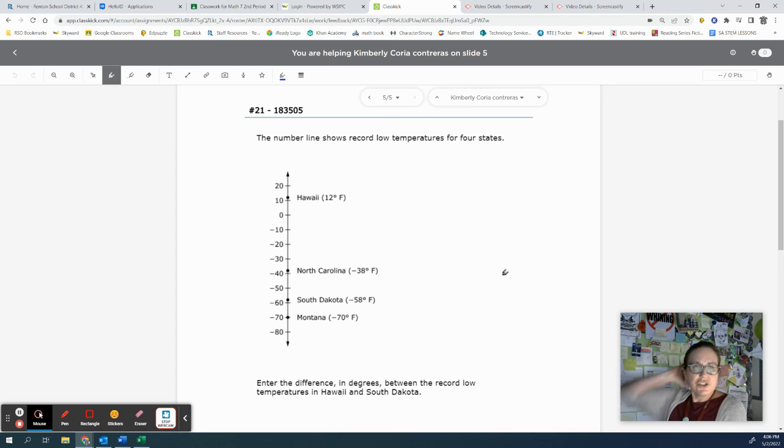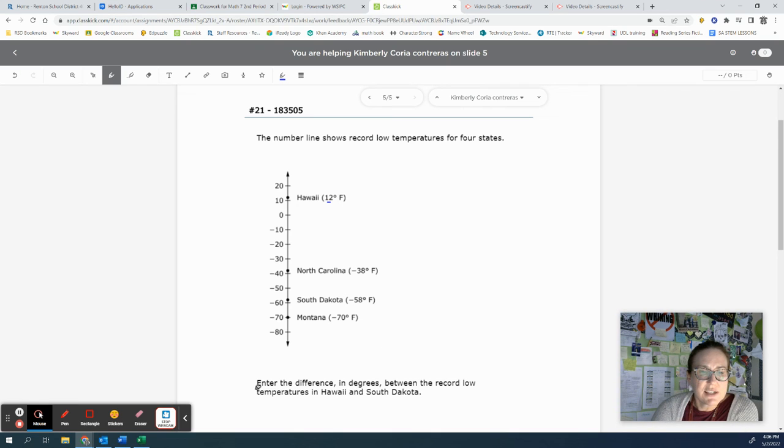The number line shows record low temperatures for 4 states. So these are the lows in Fahrenheit. It looks like they have it on here, but they also wrote down what it is here. We've got Hawaii at 12 degrees Fahrenheit, North Carolina at negative 38 degrees Fahrenheit, South Dakota at negative 58 degrees Fahrenheit and Montana at negative 70 degrees Fahrenheit.